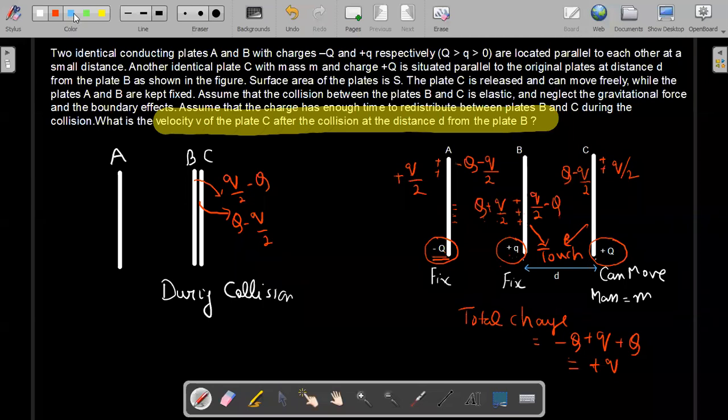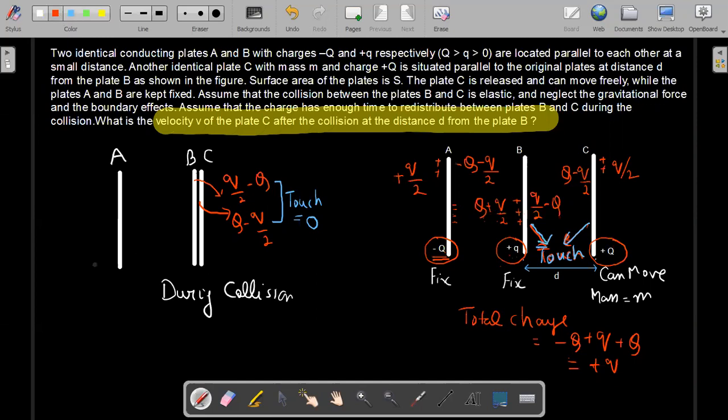Okay. So these two surfaces will touch each other. The right side of plate B and the left side of plate C will touch each other at the time of collision. These two charges are equal and opposite, and when they touch each other, the total becomes 0. So the charges on the right side of B and the left side of C will disappear. These two charges will cancel each other, and then the remaining charges are as follows.